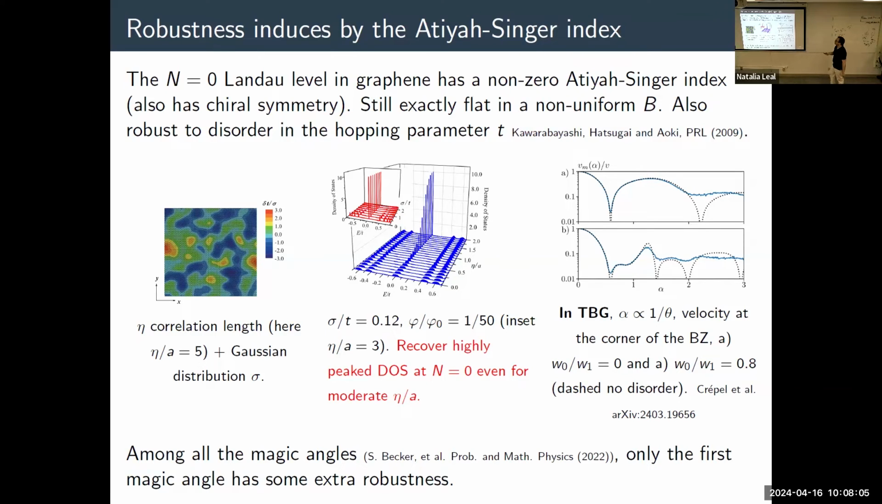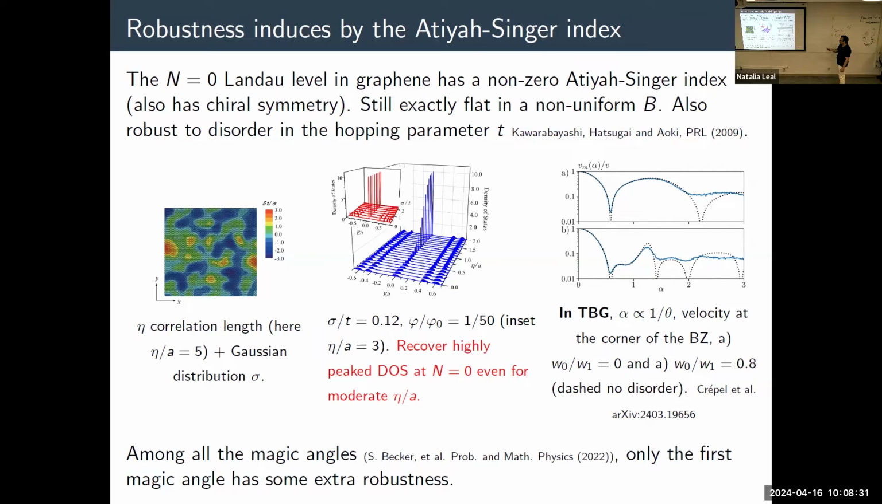And what you can show is that for twisted bilayer graphene in the chiral limit, you have exactly the same kind of story. So this figure here is the velocity at the corner of the Brillouin zone, which is just a way to quantify the flatness of the band. This one is the chiral limit, as a function of the angle. The dashed line is when you don't have any disorder. You have here the first magic angle, this is the second one.